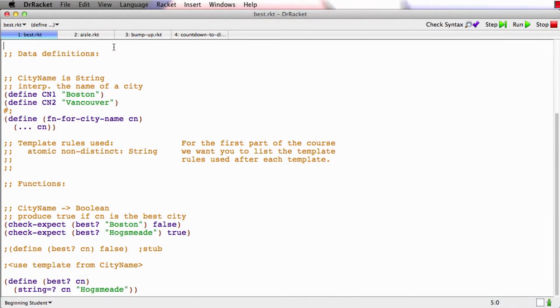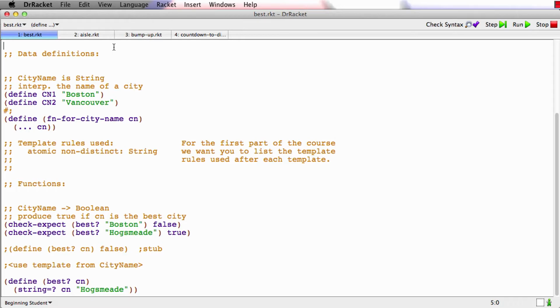That point, that you can think about the organization of the first part of the course in terms of a cross product between the form of the data and the how-to-design-functions recipe, is important. But there's a much more important point that underlies that. Think about the examples we've seen this week. Think about the city name example and the best function.